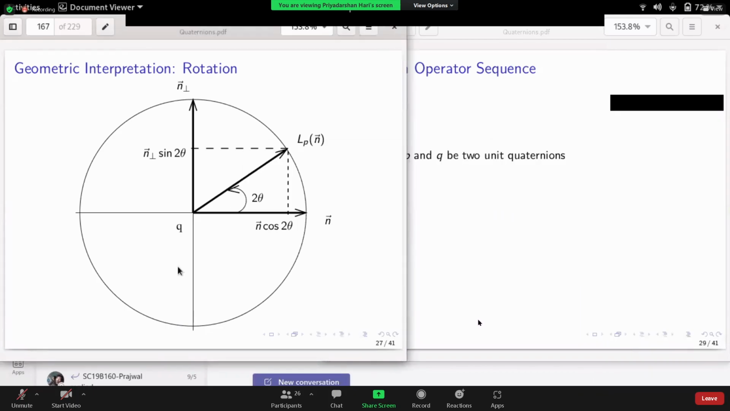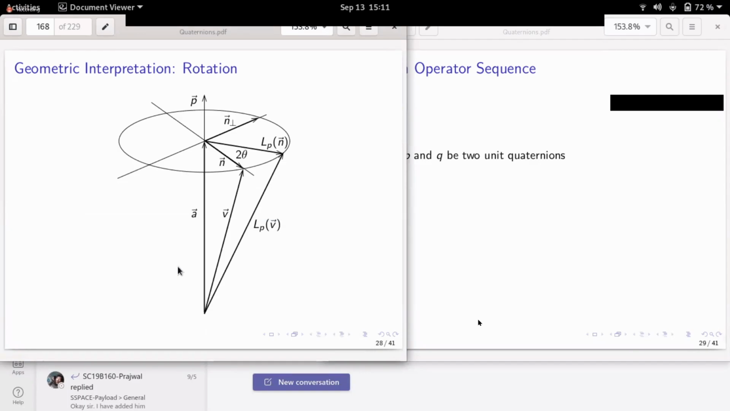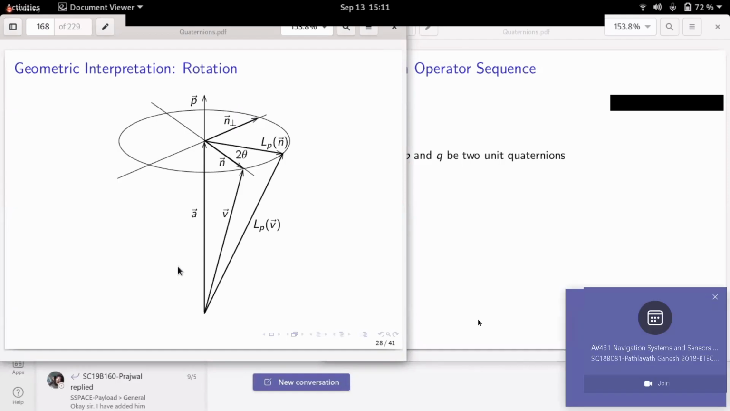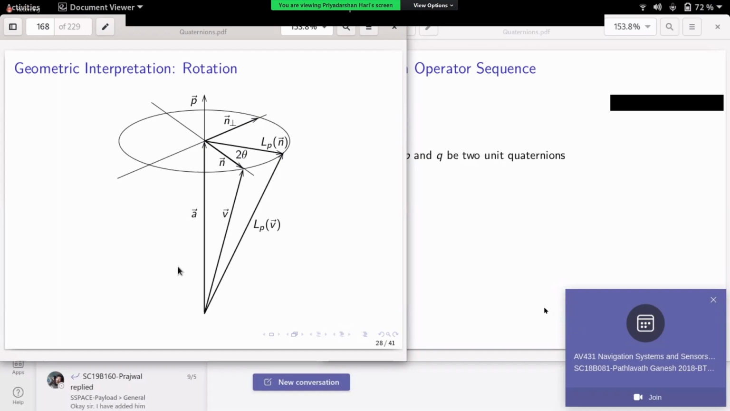Any questions from that morning discussion? This is our interpretation now. So any arbitrary vector you broke into two parts, one along the axis P and another orthogonal to the axis P, which is your N vector. Then after rotation, it became A plus L_P of N. L_P of N was rotated by an angle 2 times theta with respect to the orthogonal vector N. No questions.